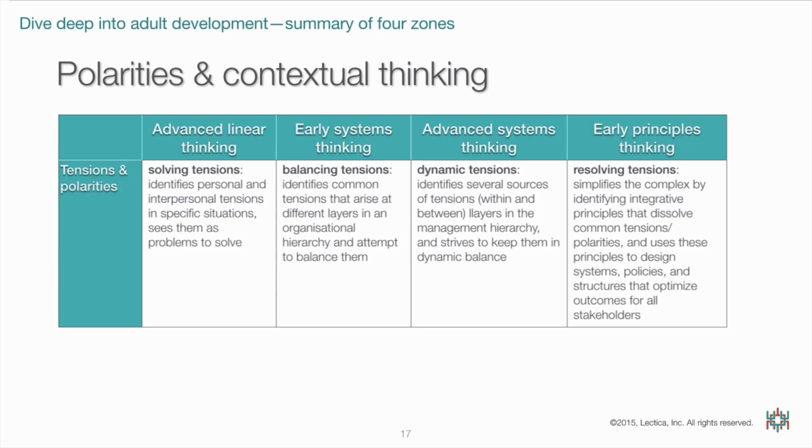Advanced systems thinkers tend to focus on dynamic tensions, which involves identifying several sources of tension within and between layers in the management hierarchy and striving to keep them in a dynamic balance. Early principles thinkers tend to focus on resolving tensions, which involves simplifying the complex by identifying basic principles that dissolve common tensions and polarities, and then using these principles to design systems, policies, and structures that optimize outcomes for all stakeholders.